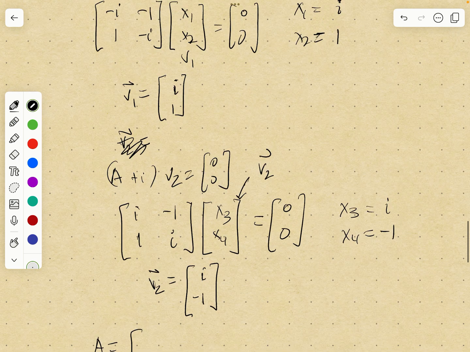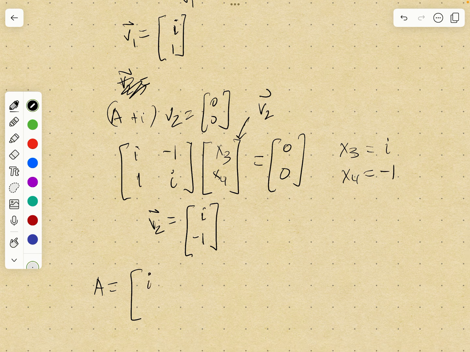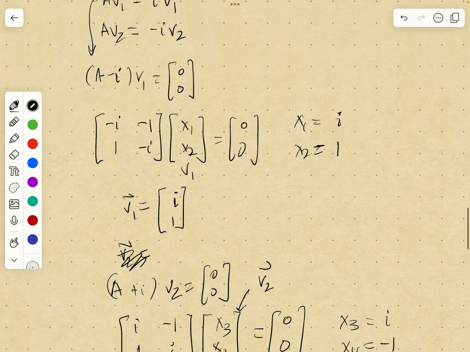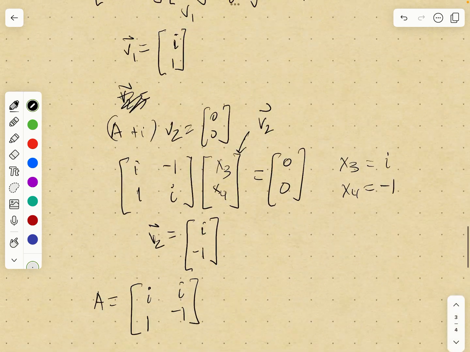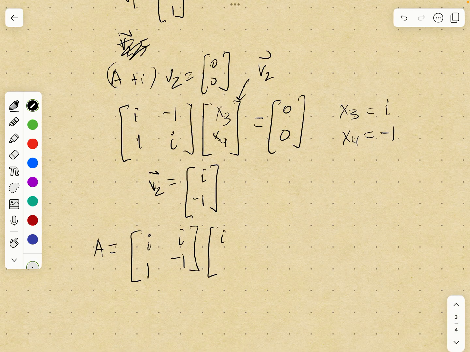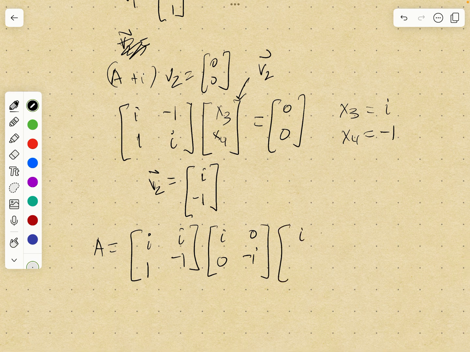And so therefore our matrix A decomposes over the complex numbers. So here's V1, here's V2, and then J is i, negative i, and then whatever the inverse of this is. So that's how to diagonalize the matrix A over the complex numbers.